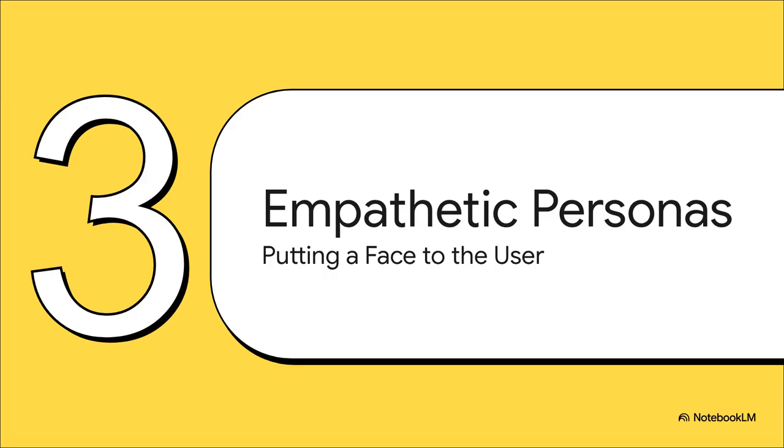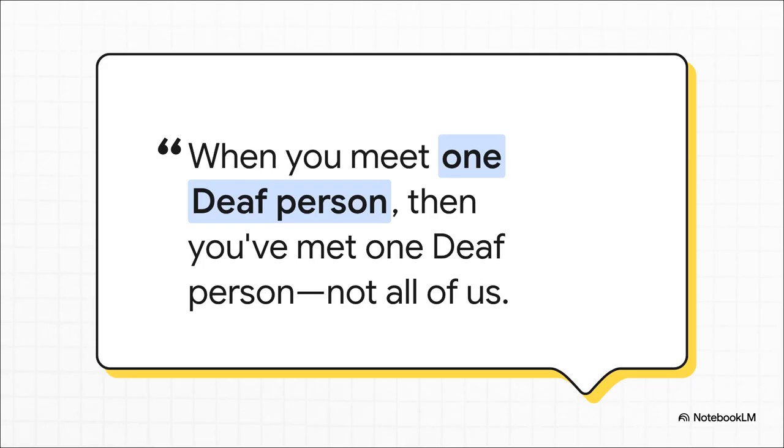So if that mindset is the what, then let's get to the who. How do we actually keep real people at the center of all this work? Well, the answer is by building what we call empathetic personas. But before we even dive in, this quote from Merrill Evans is crucial. It's a powerful reminder that disabilities aren't these big, uniform things. We have to design for individuals, not for some broad, generic category.